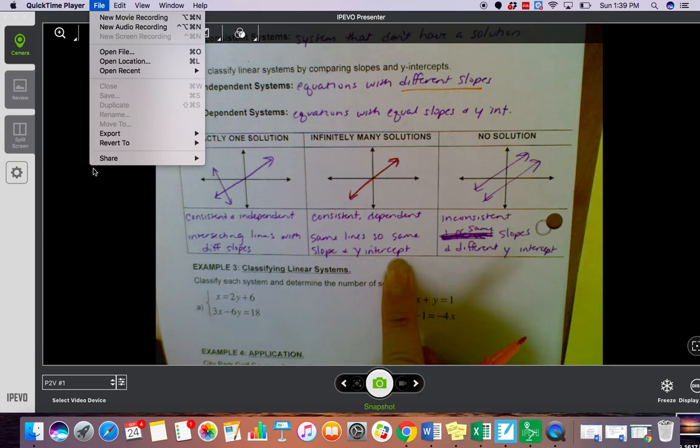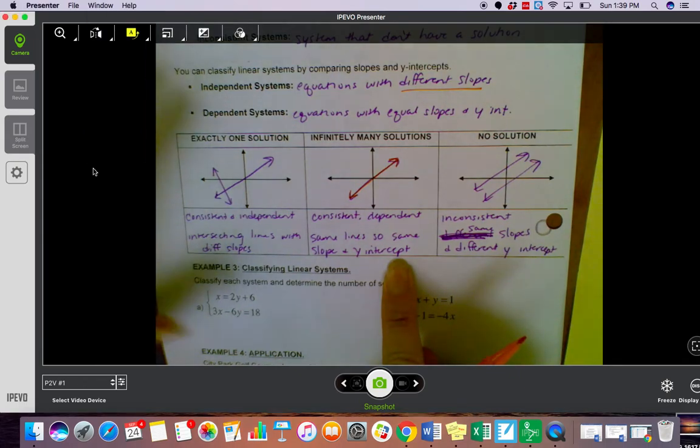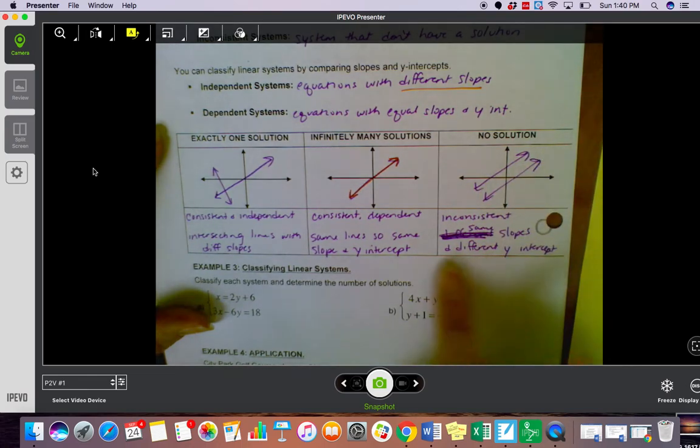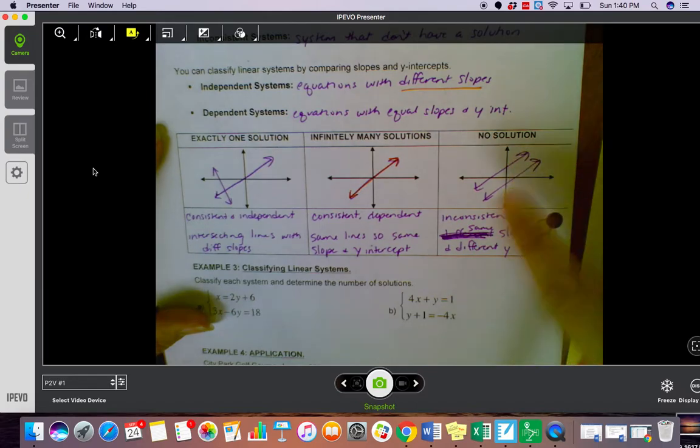And let me get this up. No solution would be inconsistent. They have the same slope, so they're parallel lines, and they have different y-intercepts, so they're crossing the y-axis at different points.